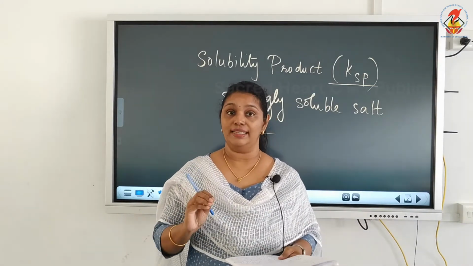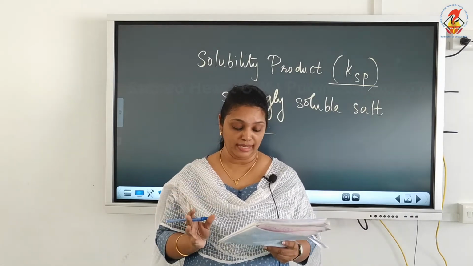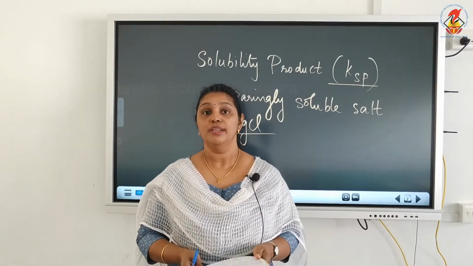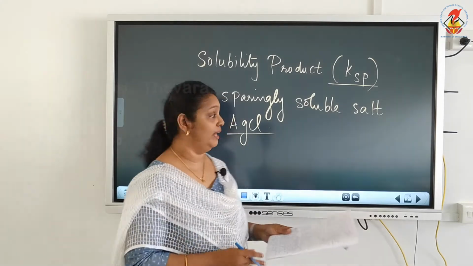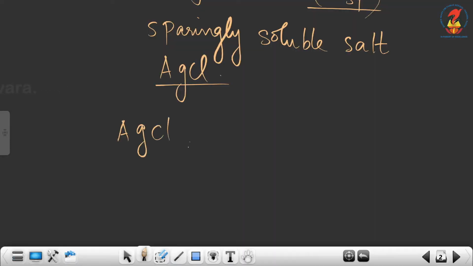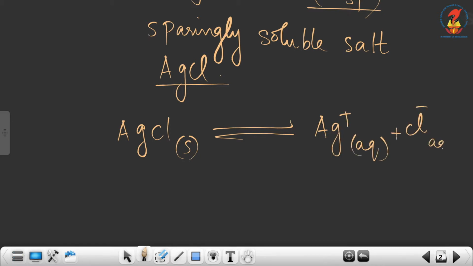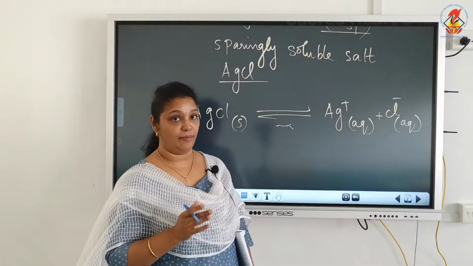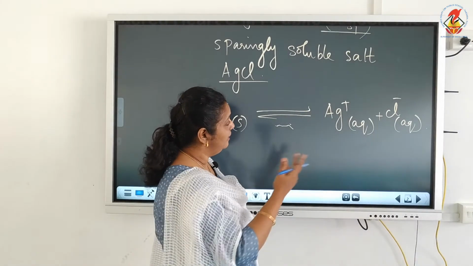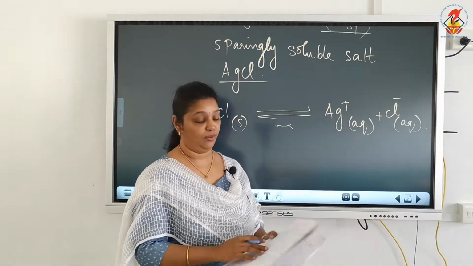Now, we can say that there is an equilibrium between the undissolved solid salt and the ions which it produces in solution. So, we can write the dissociation of silver chloride as AgCl solid dissociates to give Ag plus aqueous plus Cl minus aqueous. Here an equilibrium is established between the undissociated solid silver chloride and the ions, that is Ag plus and Cl minus ions.